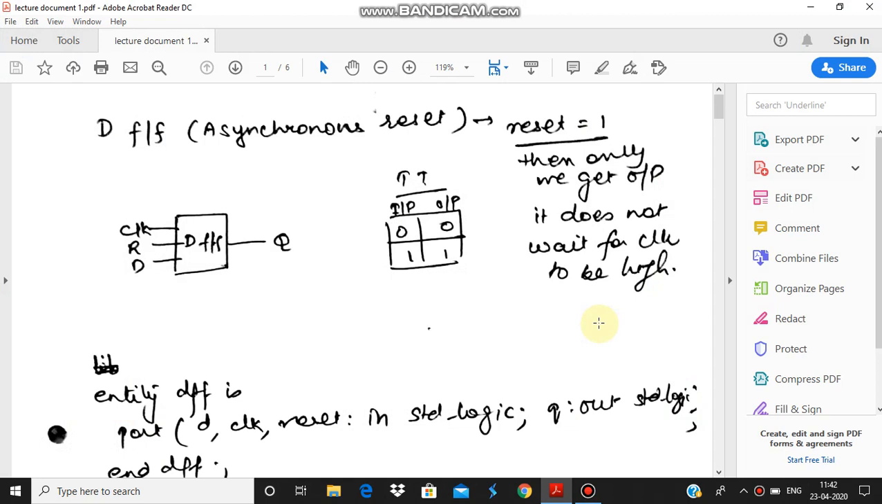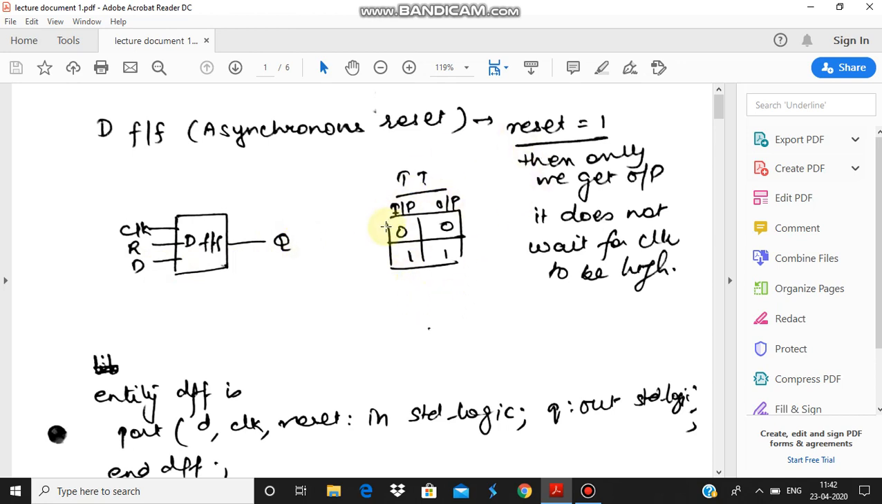Now this is a D flip-flop coding for an asynchronous reset. What is an asynchronous reset? Asynchronous reset will be a reset that is not synchronized with the clock signal. That means it will not wait for the clock to be high or low, and whenever it is 1, you'll get the output. So this shows a D flip-flop which has a clock, a reset and a D input, and you have your Q output.